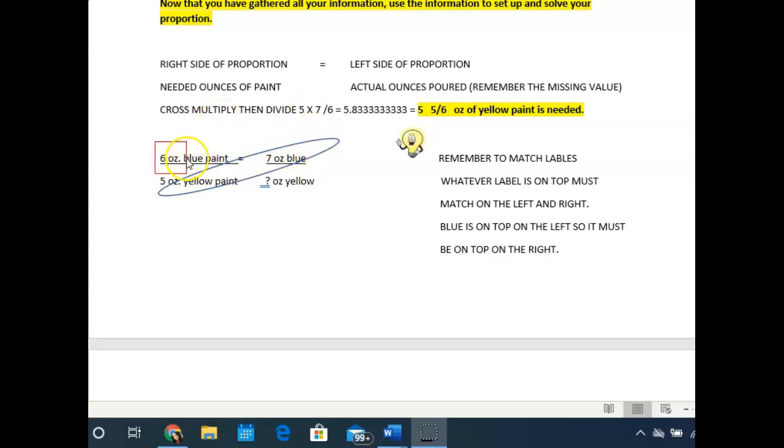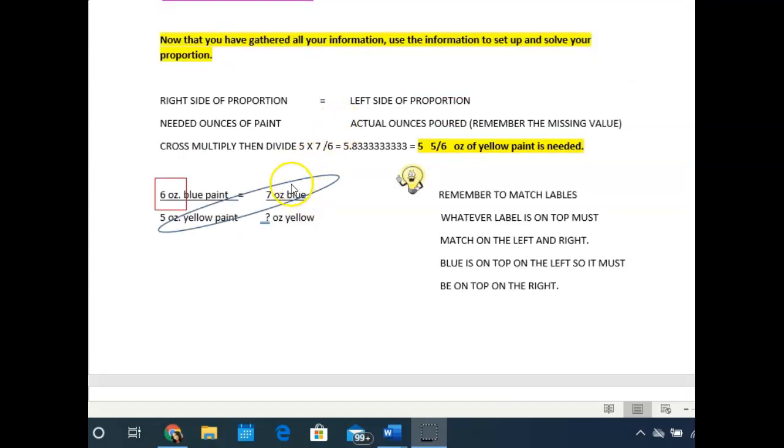Now, we know that she has 6 ounces of blue, 5 ounces of yellow. So when we go to fill in the values on the right side, we go into our text. If the text gave us the blue, that's what we need to fill in. And yes, the text said that she actually poured 7 ounces of blue. That's how I got that value. And of course, we need to find out how many ounces of yellow she poured, because she accidentally poured an ounce over. So now all we have to do, once we have it set up, is to cross multiply, then divide. Cross multiply, then divide.